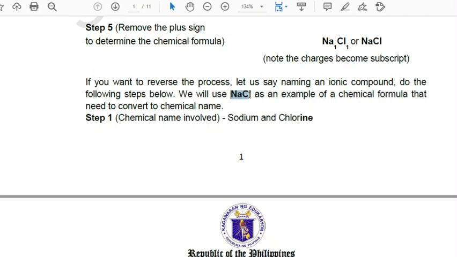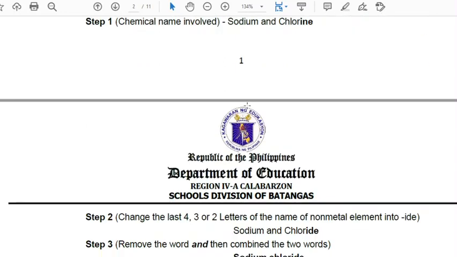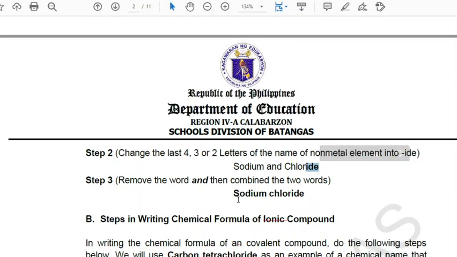Una, meron siyang parang pangalan ng tao. Meron siyang first name, meron din siyang last name. Ang first name niya ay yung metal name. Sodium, sodium lang. Tapos kita natin yung chlorine, hindi natin siya tatawagin sodium chlorine, tatawagin natin siyang sodium chloride. Papalitan natin yung I and E ng IDE. Magiging ngayon siyang sodium chloride. Parang ang first name niya ay sodium at ang apelyido niya ay chloride.